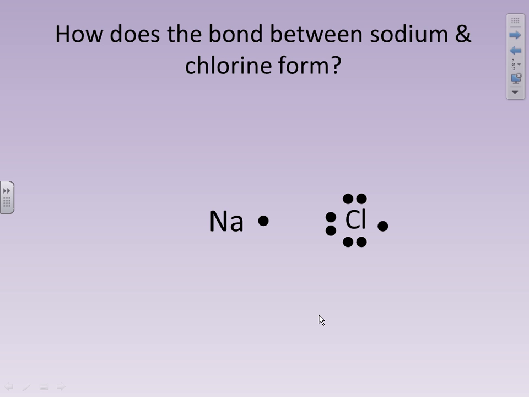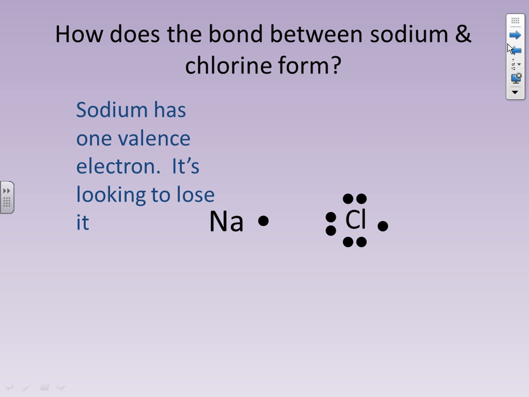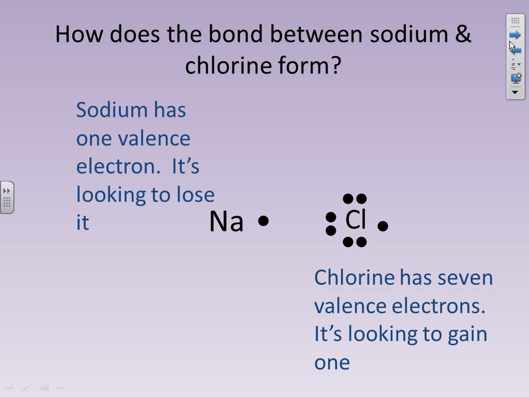So, starting off, how many valence electrons does sodium have? One. Is sodium a metal or a non-metal? Metal. That means what is it looking to do with that valence electron? Lose it. Sodium has one valence electron. It's looking to lose it. On the other hand, chlorine has 7 valence electrons. It's looking to gain 1. Drop down to letter C in your outline.